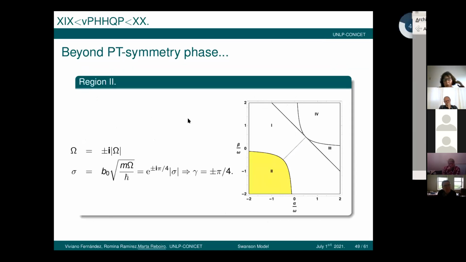Let us go back to region 2. M is positive and omega squared is negative. So omega can take values plus or minus the imaginary unity times the modulus of omega, so that when I look at the parameter sigma, it has a phase that can take values plus or minus pi over 4.